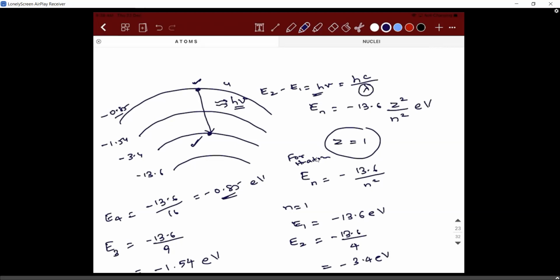If you have to practically calculate the wavelength, what are you supposed to do? You need to know the energy of the electron in the two orbits between which the transition is taking place and equate it to hc by lambda. That will give you the value of lambda, the wavelength they are trying to speak about. Are you able to understand this concept, guys? This is what we are going to discuss. If you want, please make a note.